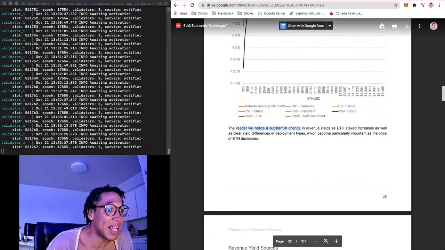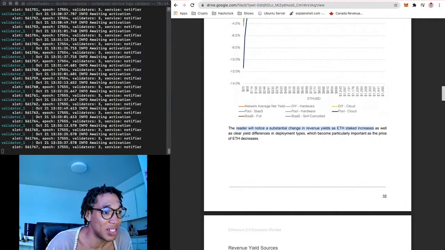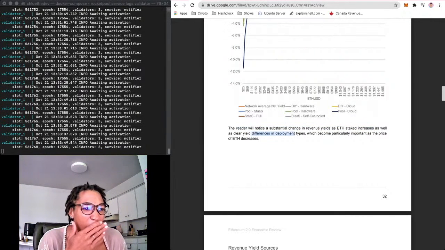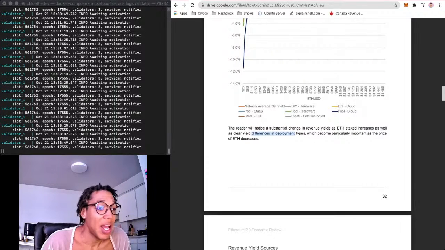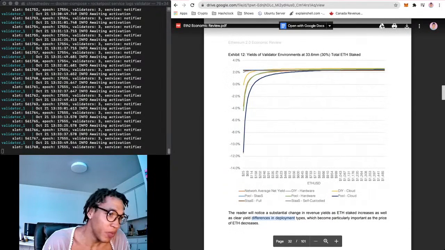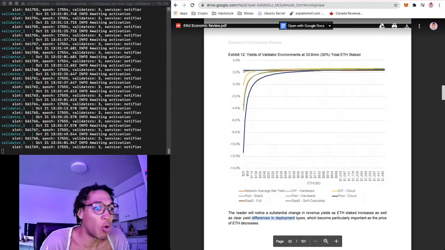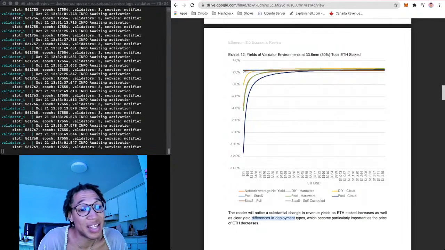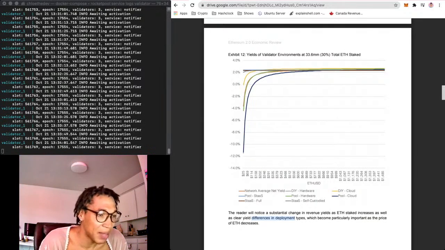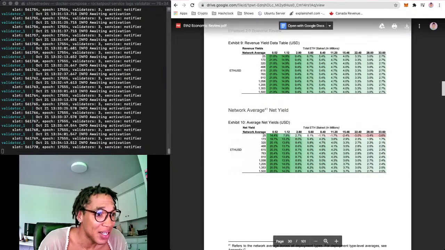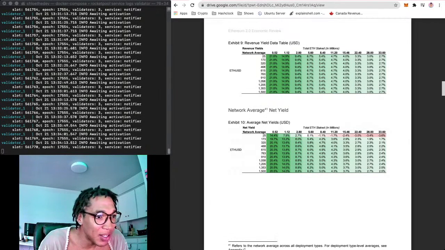The reader will notice a substantial change in revenue yield as staked increases, as well as clear yield differences in deployment types, which become particularly important as the price of ETH decreases. So if the price of ETH is high and everyone's happy, then the deployment type doesn't matter too much. Your yield should be fine. Your yield will go down as more ETH is staked, but the price of ETH should not really change your deployment type.